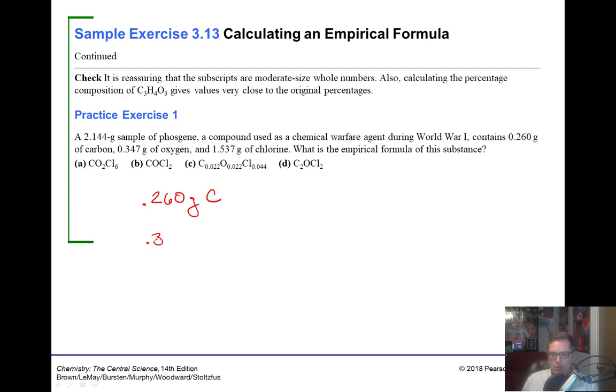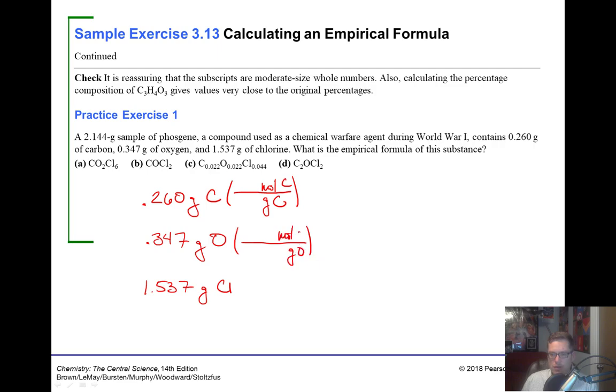And 0.347 grams of oxygen, and 1.537 grams of chlorine. All right. So now we're going to convert it to moles. So we'll put grams of carbon in the bottom, moles of carbon in the top. And then same thing for oxygen. Grams of oxygen goes down here, moles of oxygen goes up here, and then one more. All right, grams of chlorine and moles of chlorine.